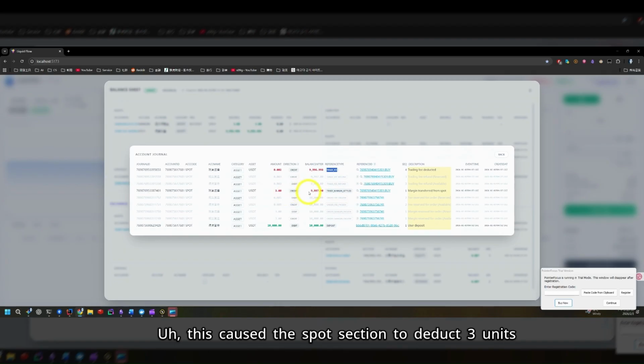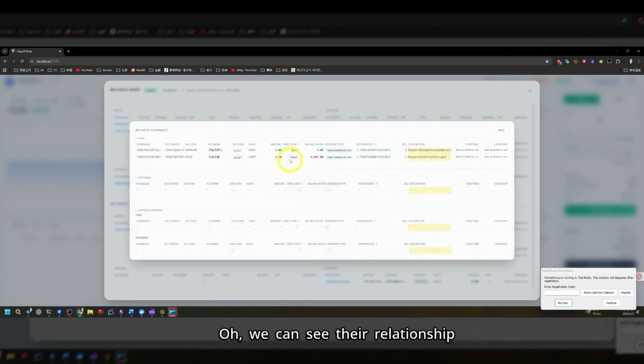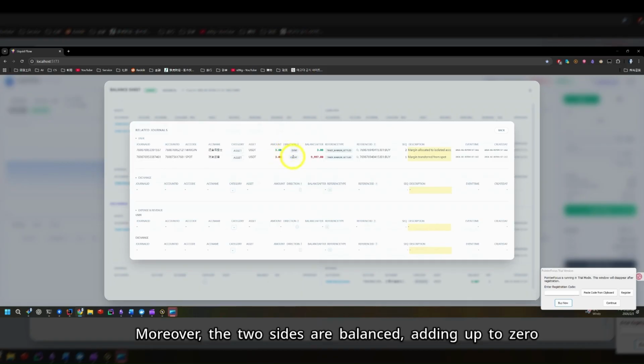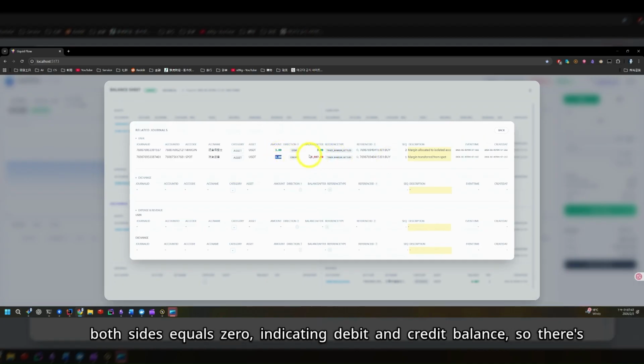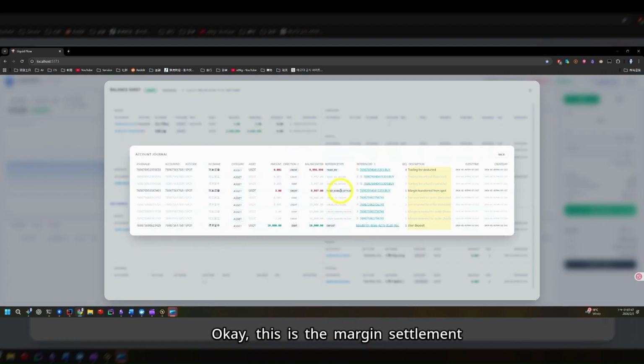This caused the spot section to deduct 3 units. So where did these 3 units go? Let's look at the debit and credit entries, where we can see their relationship. These 3 units went to the main warehouse margin. Moreover, the two sides are balanced, adding up to 0, because green means increase and red means decrease. Adding both sides equals 0, indicating debit and credit balance. So there's no problem. Okay, this is the margin settlement.